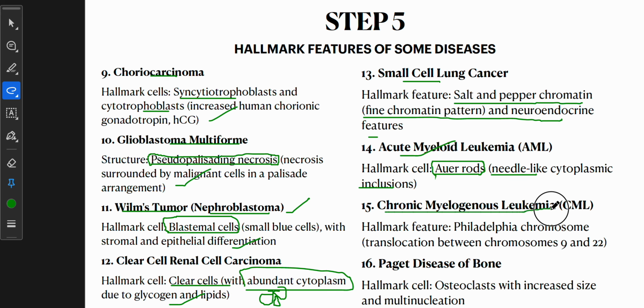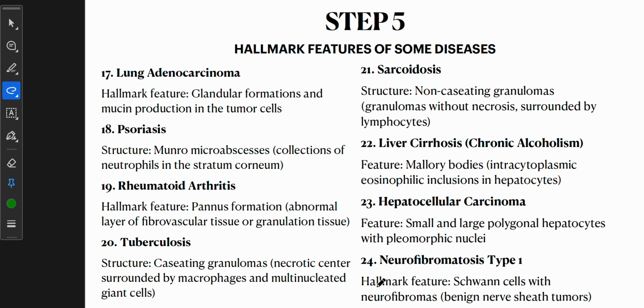In chronic myelogenous leukemia, there is the Philadelphia chromosome. That is a translocation between chromosomes 9 and 22, and there is a fusion protein from BCR-ABL. And in Paget disease of bone, there are osteoclasts with increased size and multinucleation. And in lung adenocarcinoma, the hallmark feature is glandular formations and mucin production in the tumor cells.